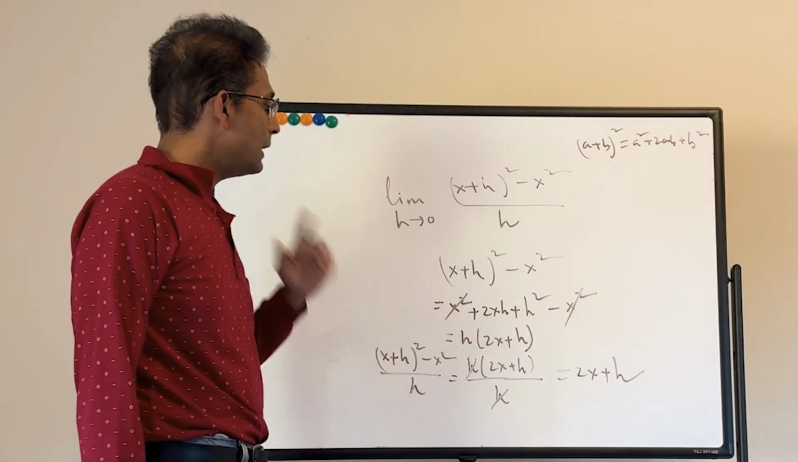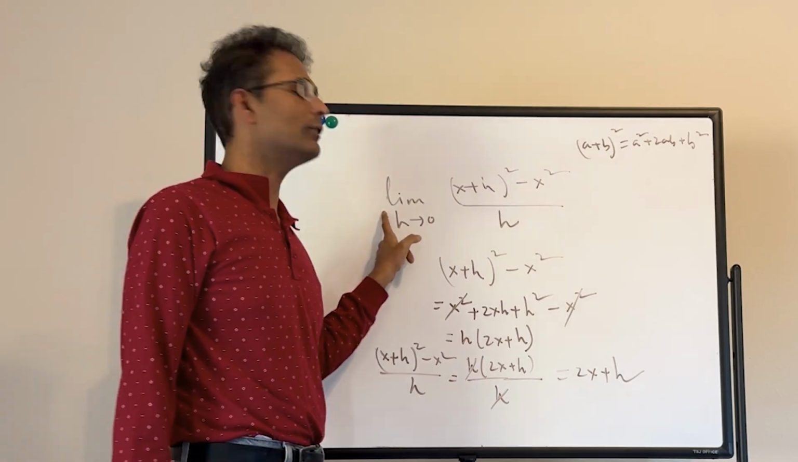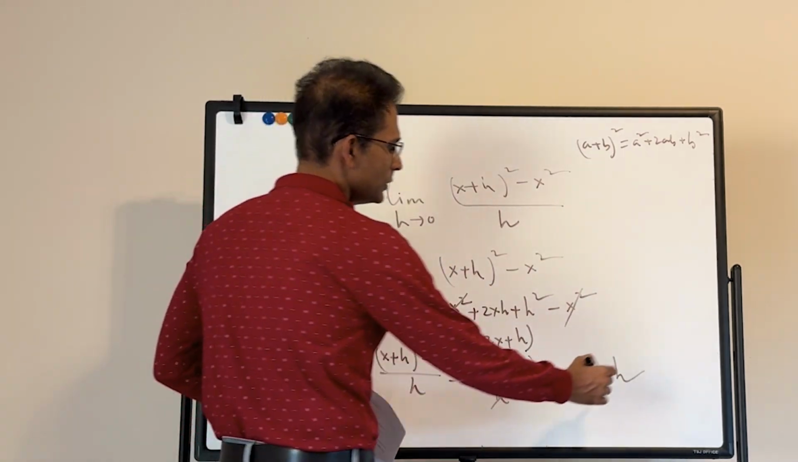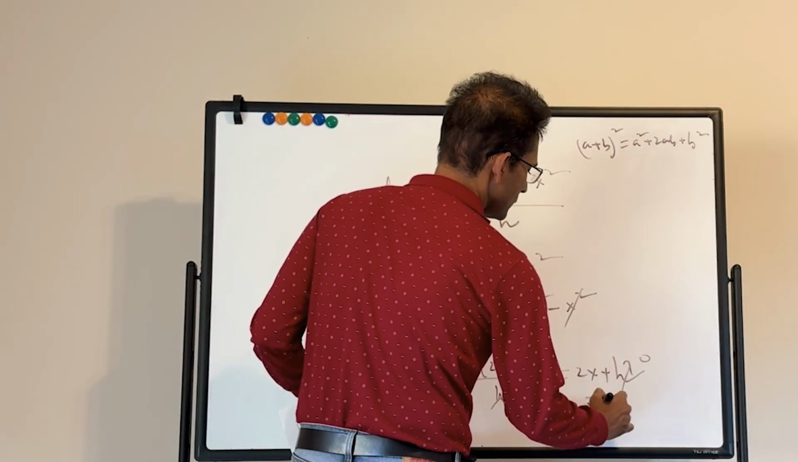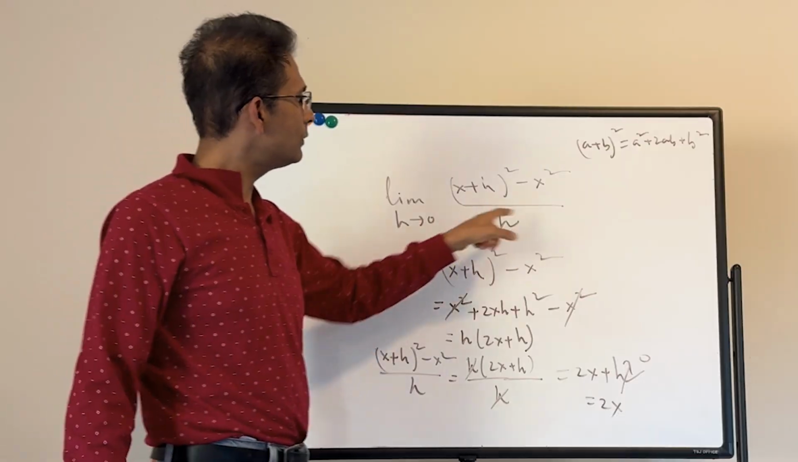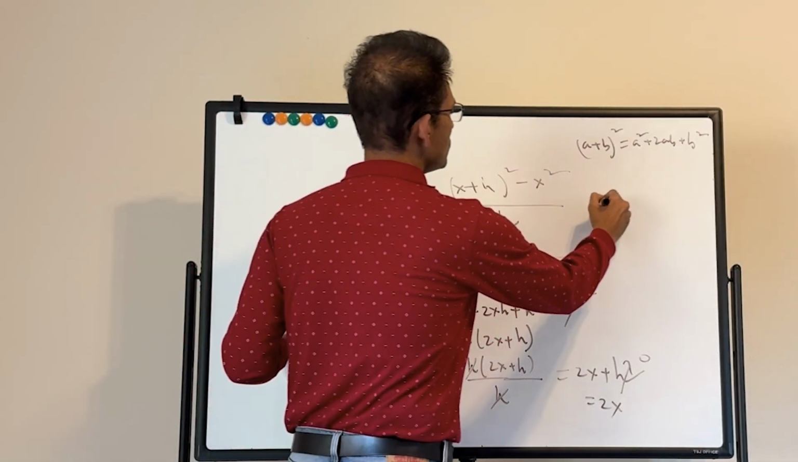But you're trying to find the limit, right? Limit as h goes to 0. So you simply plug in h equal to 0 here. You just set this to 0 and you get 2x. Okay? So the limiting value of this expression is just 2x.